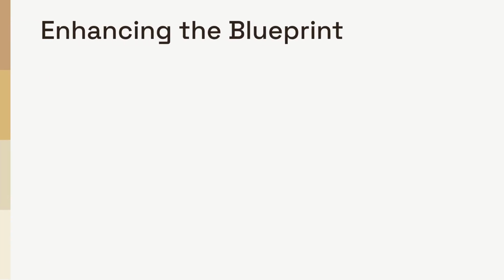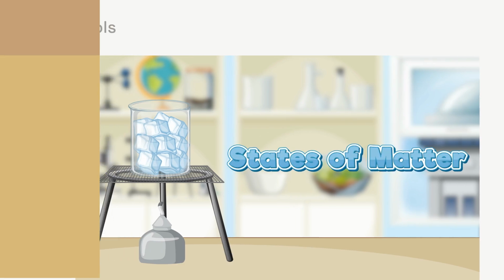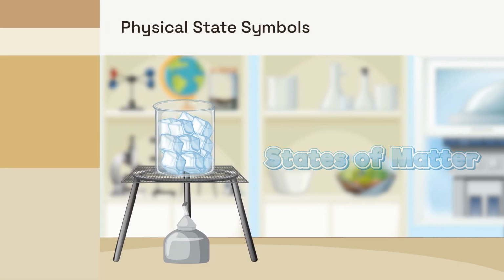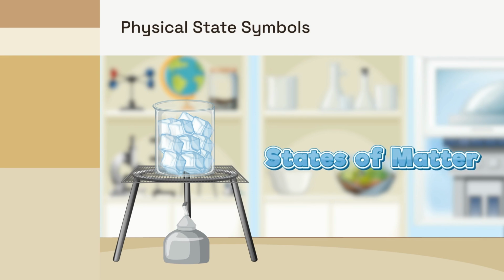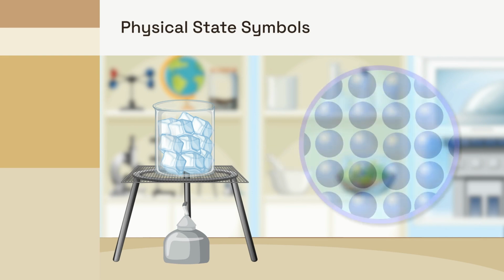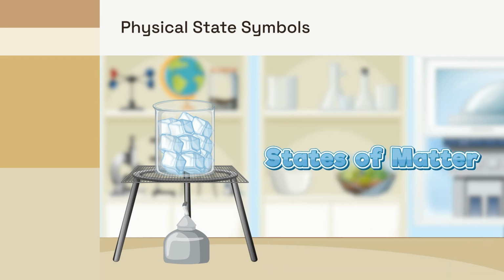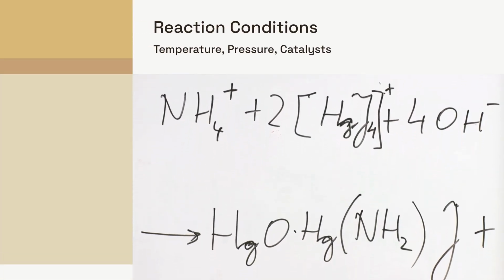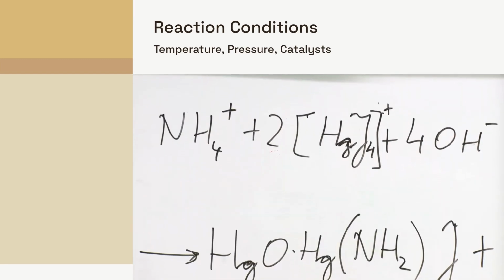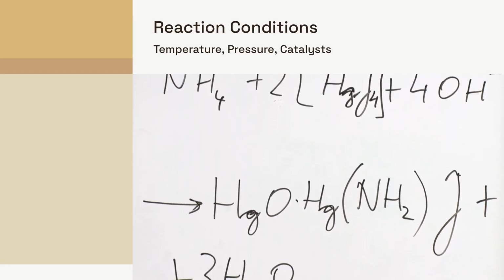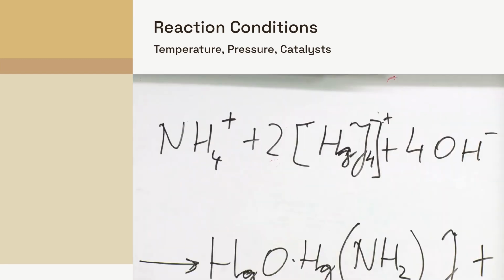A truly informative chemical equation does more than just list the components. It provides critical details. We use physical state symbols to specify the state of each substance: s for solid, l for liquid, g for gaseous, and aq for aqueous solutions, or dissolved in water. Reaction conditions like temperature, pressure, or the presence of a catalyst, such as sunlight and chlorophyll in photosynthesis, are written above or below the reaction arrow to give a complete picture.